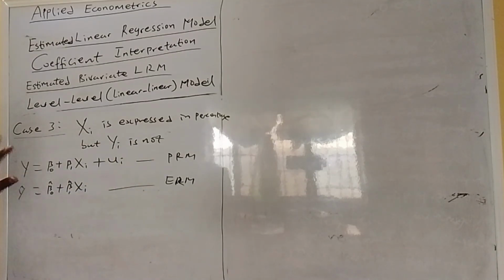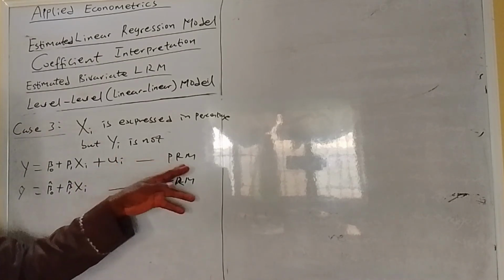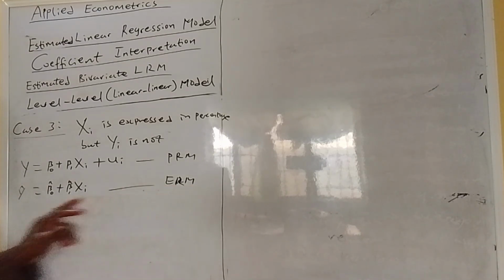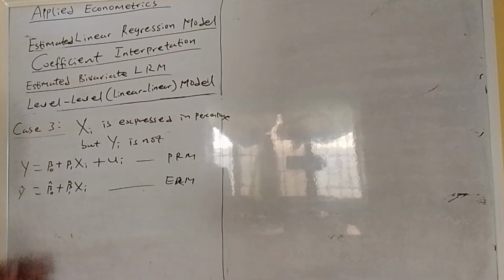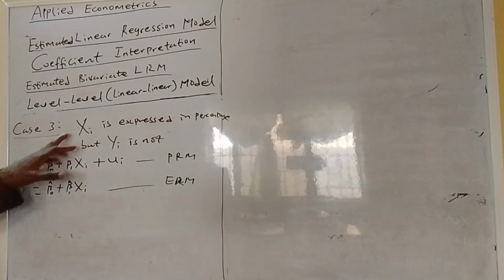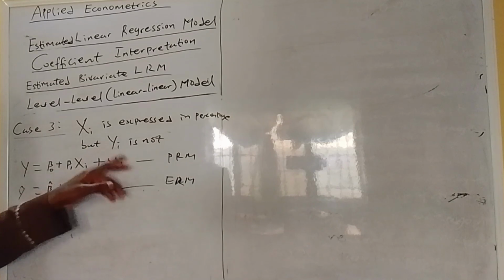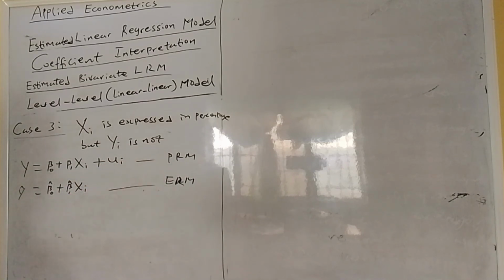Okay. So let's say we have this bivariate linear regression model. This is the population regression model, and let's say this particular estimated regression model has been estimated. So how do we interpret this estimated model? Given the condition that the independent variable x is expressed in percentage, but the dependent variable y is not, how do we interpret this coefficient, beta 1 hat? We'll be starting with the general interpretation.